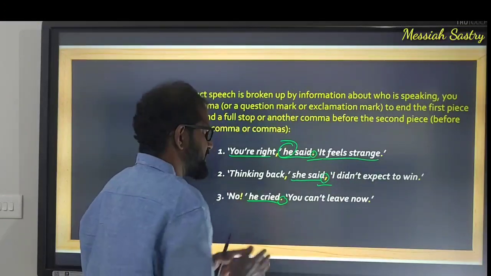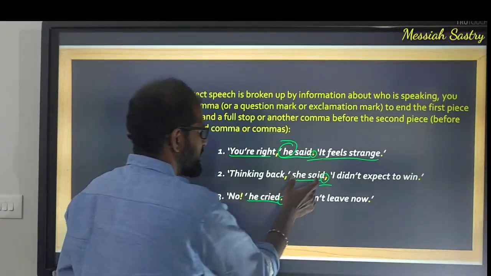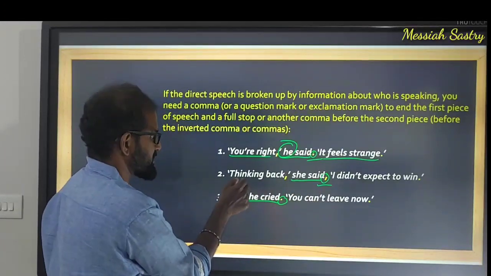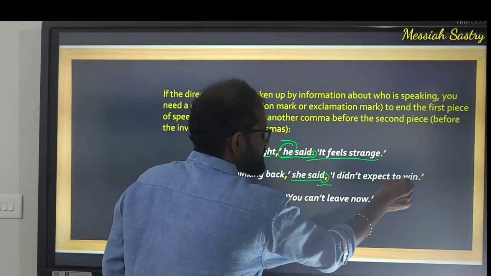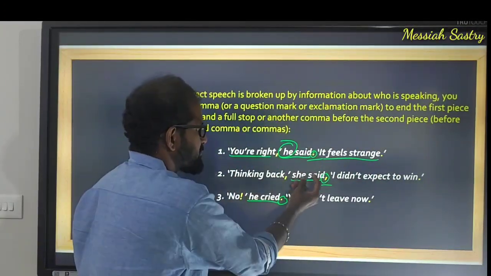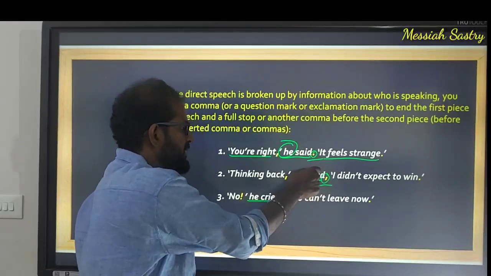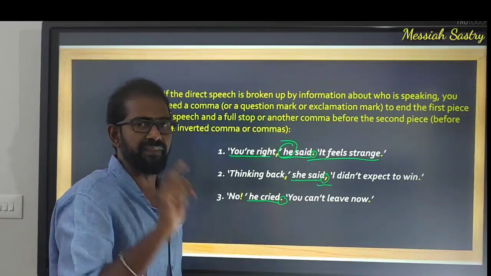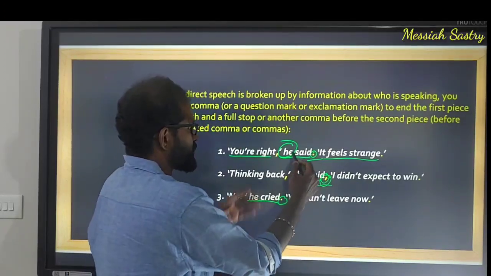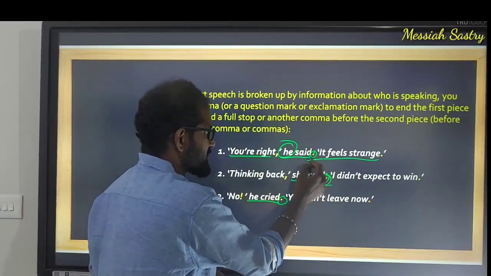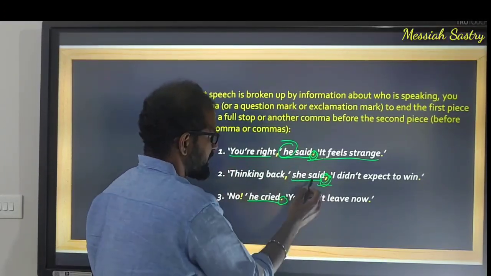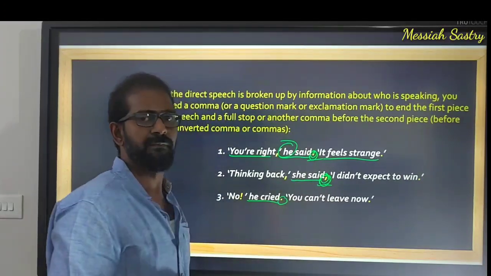Suppose a single sentence is split into two. Here the reporting clause is "she said," and the reported clause is "Thinking back, I didn't expect to win." This is a single sentence but split into two, with the reporting clause placed in between. Then we need to use a comma. Two different sentences, we use a full stop. Single sentence split into two, then we need to use a comma.